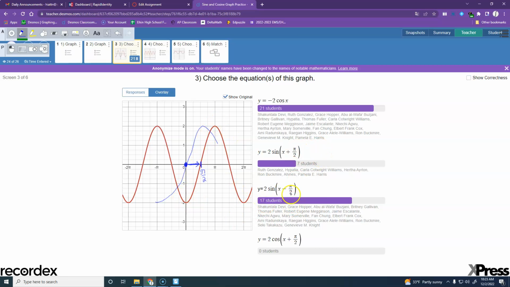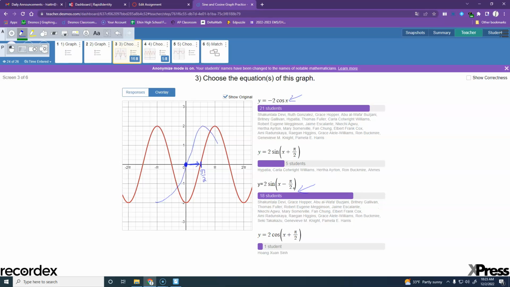Which one of these right here moves it to the right? The one where it's subtracting. So this one is correct. This one right here is also correct. And I think it should just be those two. So if you did not choose those, go back and choose them now, and unchoose these others here.